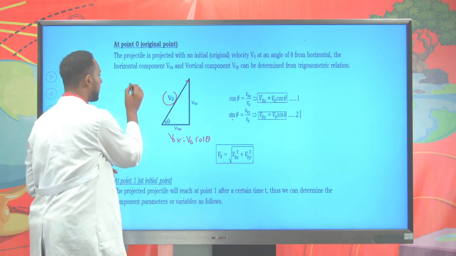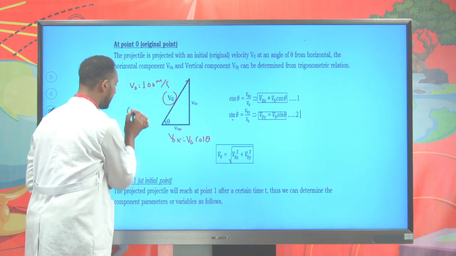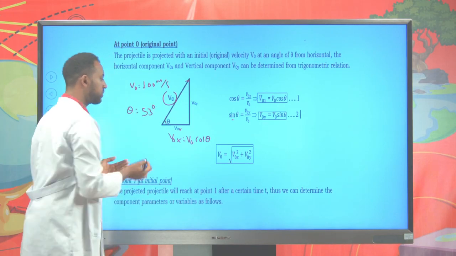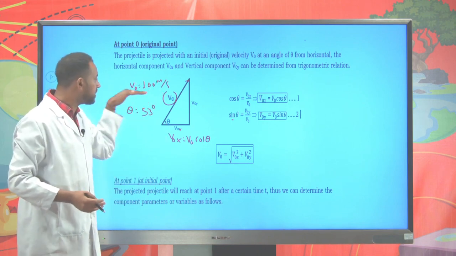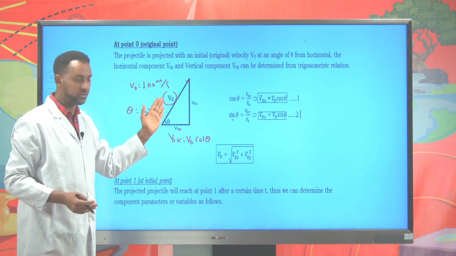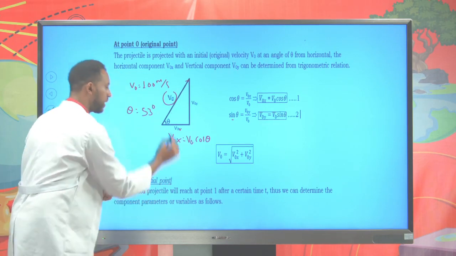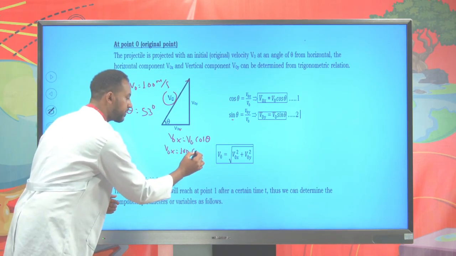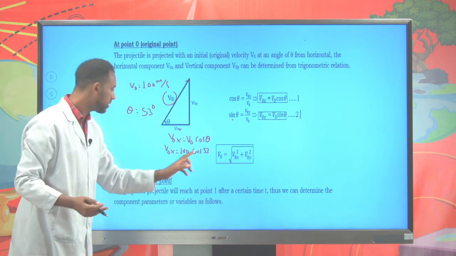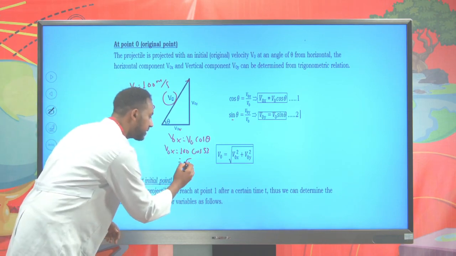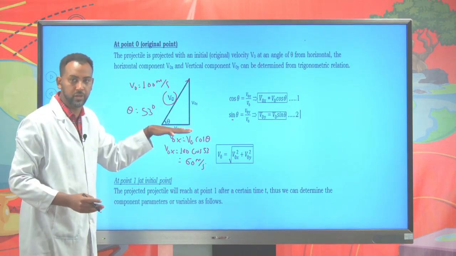Let's take an example. The object is thrown with an initial velocity of 100 meters per second at an angle theta of 53 degrees. What are the horizontal and vertical components of this velocity? To find the horizontal component, the initial velocity along x is 100 meters per second times cosine of 53. Cosine of 53 is known to be 0.6. So 0.6 times 100 gives us 60 meters per second, the horizontal component of the initial velocity.